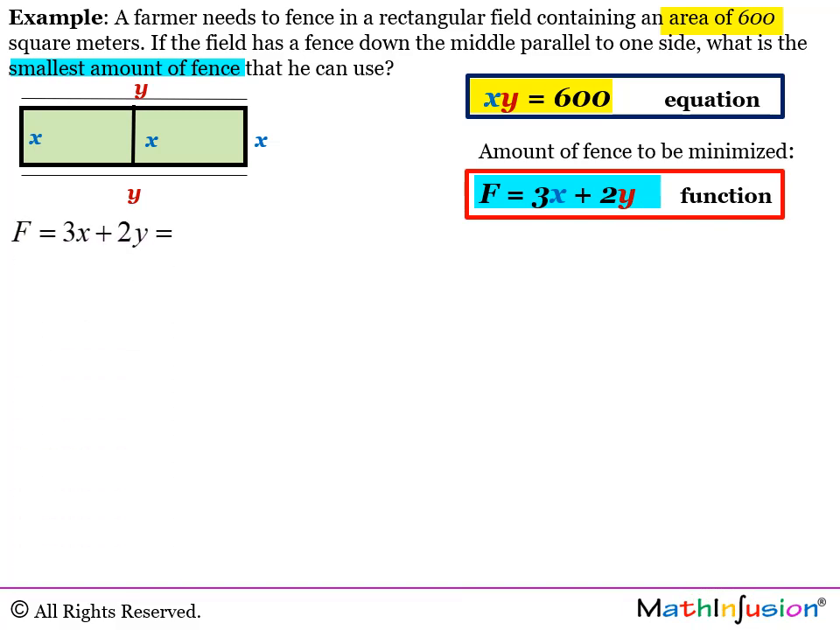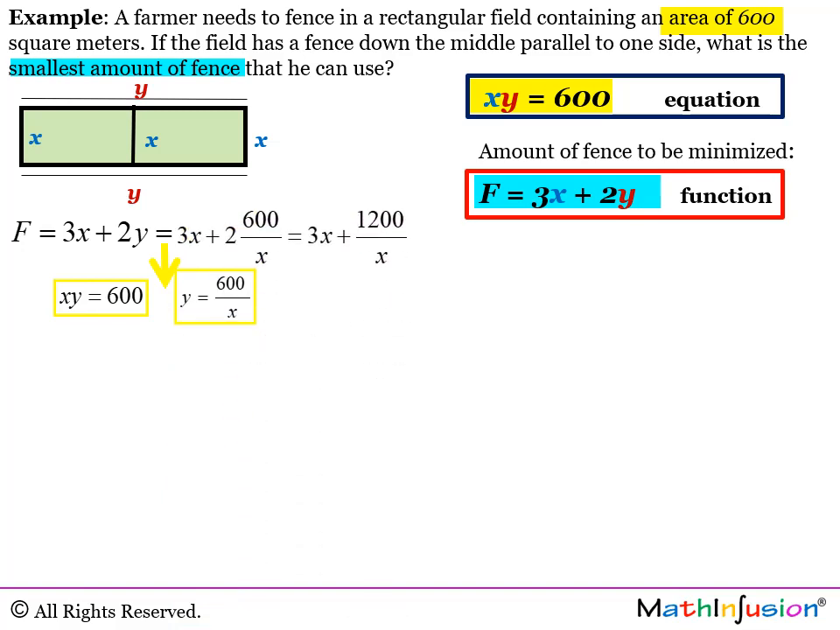The first thing to do is to get rid of one of the variables. Let's get rid of the y. So I'm using the equation, and I know that y is 600 over x, and I'm going to substitute in the function. You always want to simplify everything, so after simplifying I get this function.